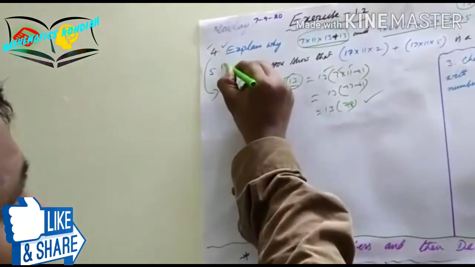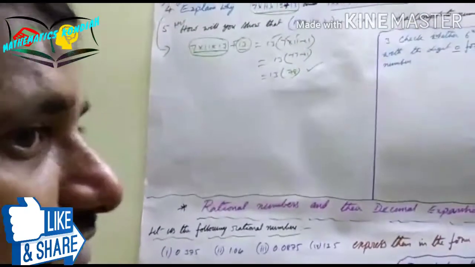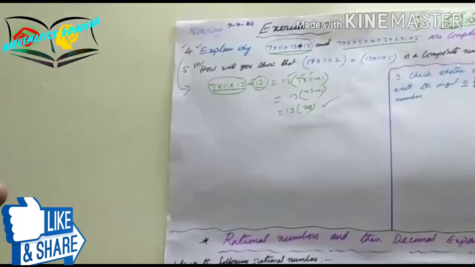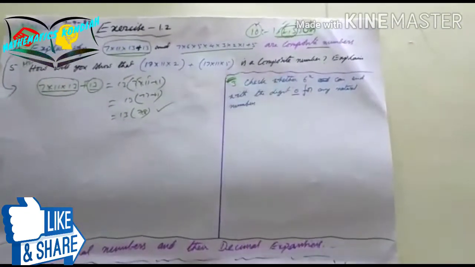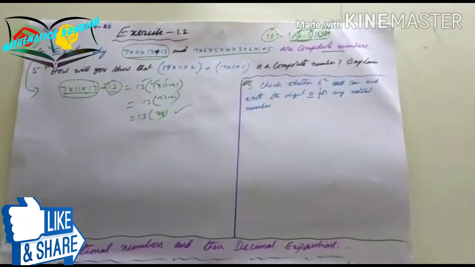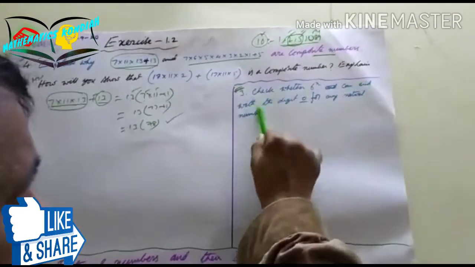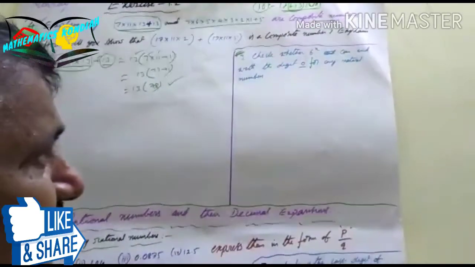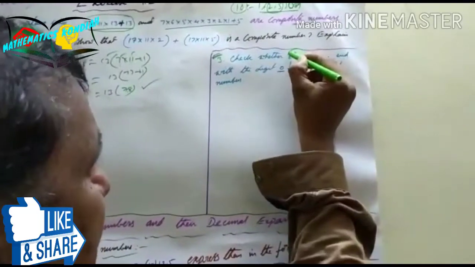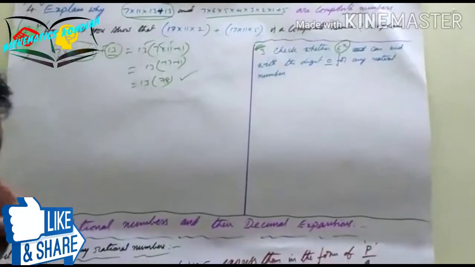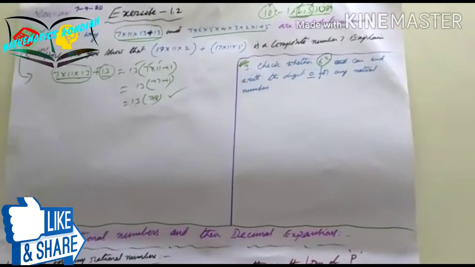The fifth one is homework for you. I expect you will do it. Now go to Roman 3, which we forgot. Check whether 6 power n can end with the digit 0 for any natural number n.